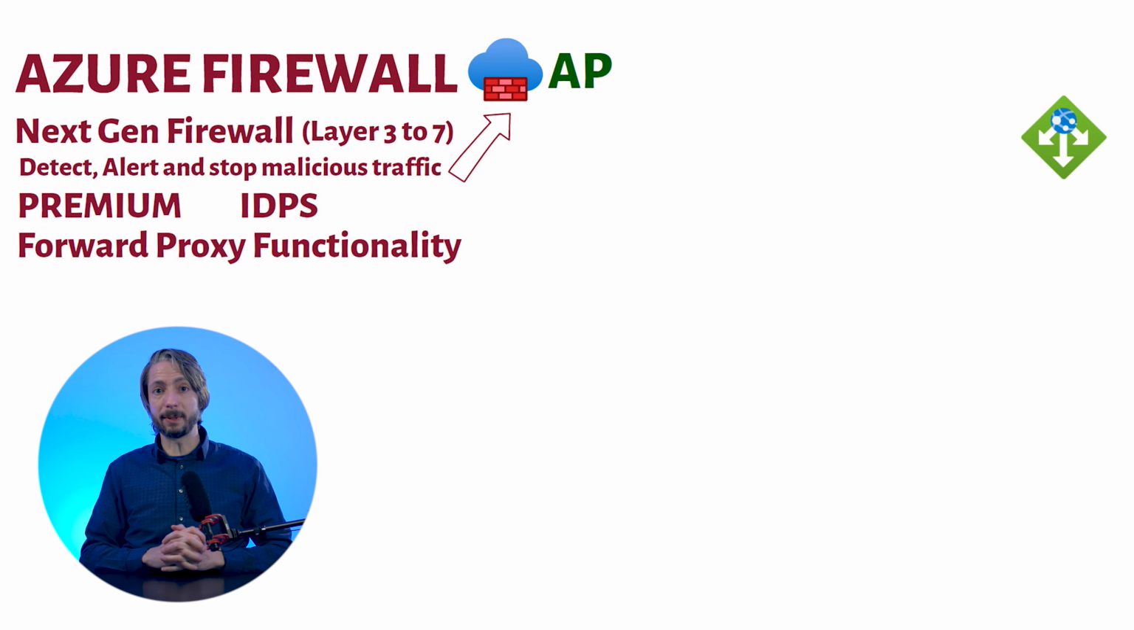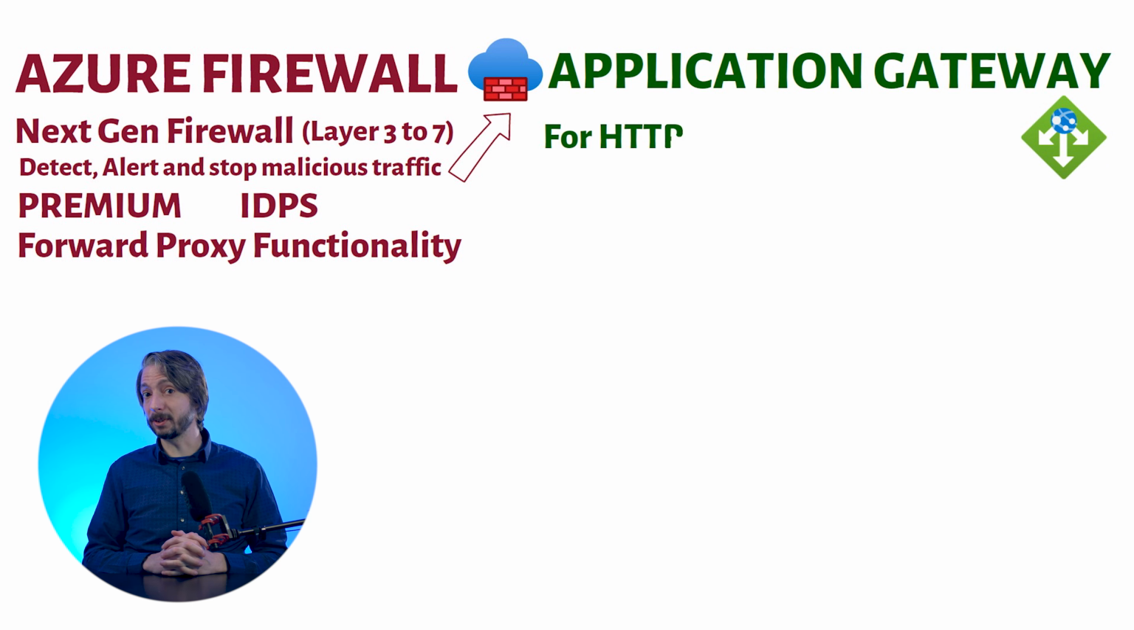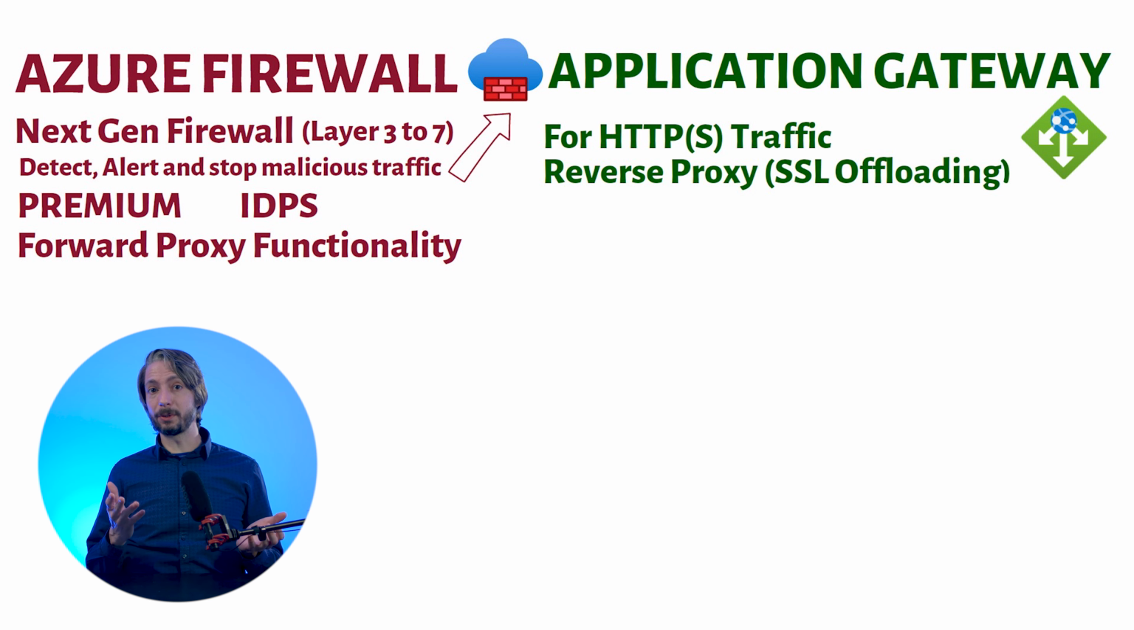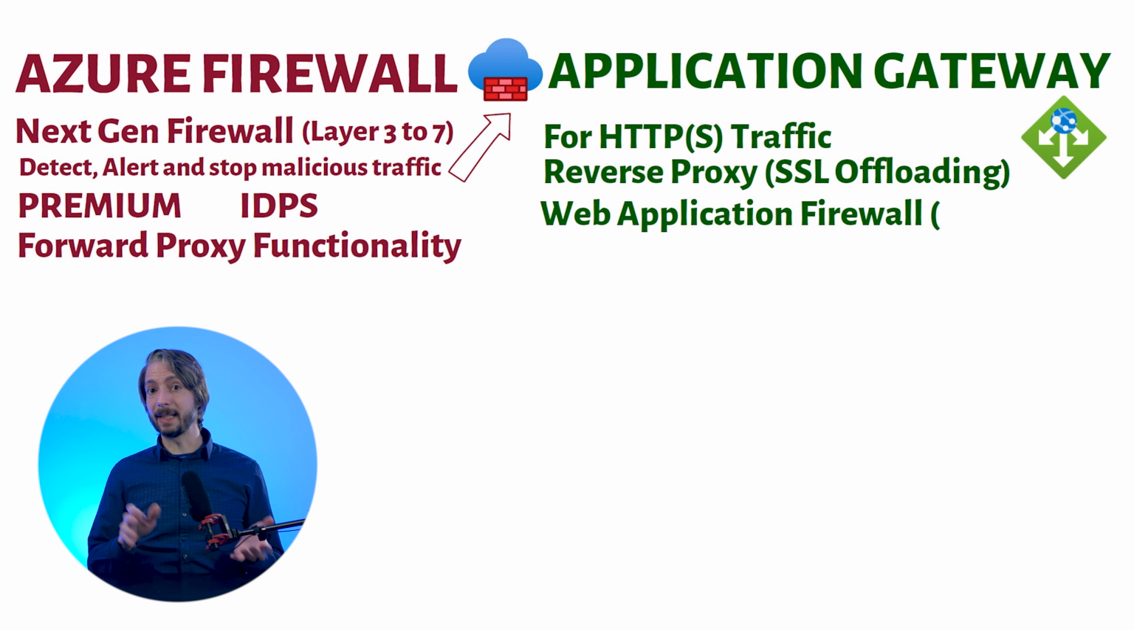The application gateway only works with HTTPS traffic, where it functions as a full reverse proxy with SSL offloading. It can also use a web application firewall, WAF, to inspect web traffic and detect attacks at the HTTP layer. Important to keep in mind, it does not do IDPS.